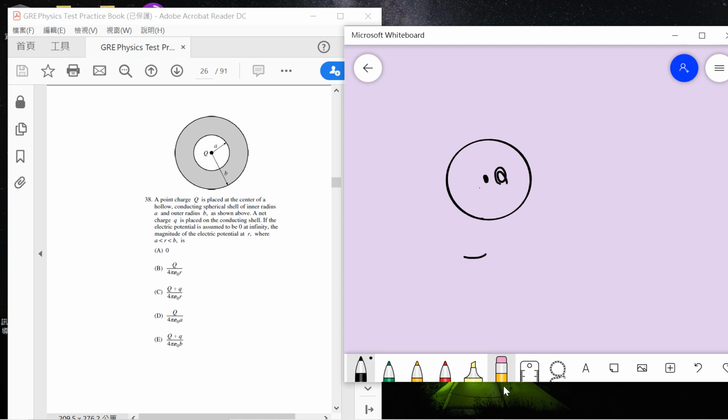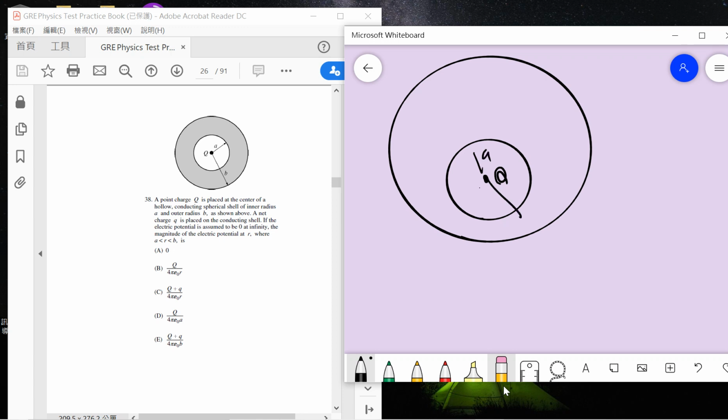Okay, so I'll try to draw it quickly. Oh, sorry. Nice, but not very good. So this is A, this is B. Pretend it is an eccentric overlap. Charge Q is placed on a conducting shell, so this is conducting, which means there is no electric field inside. The question asks about the electric potential.